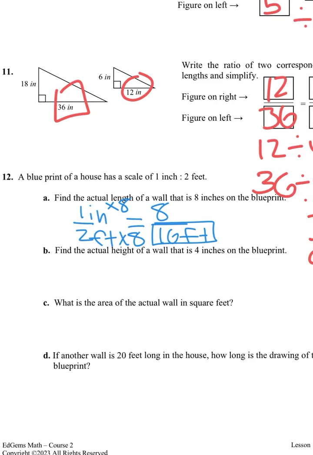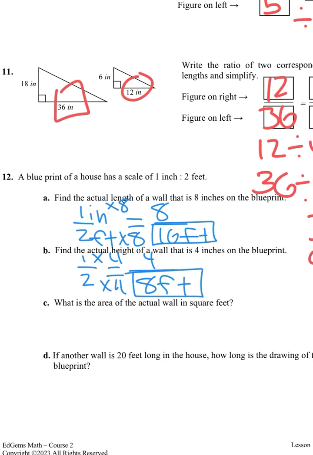On to part B. Part B says, find the actual height of a wall that is 4 inches on the blueprint. So same thing, I'm going to start off with what I know. I know what my scale factor is, 1 inch to 2 feet. I know on my blueprint it's 4 inches. I have to find out what the actual is. So 1 times what is 4? That's 4. And then 2 times 4 is what? 8. And 8 what? Inches or feet? Since this is a story problem, we have to remember our labels. That's important. So it's 8 feet.